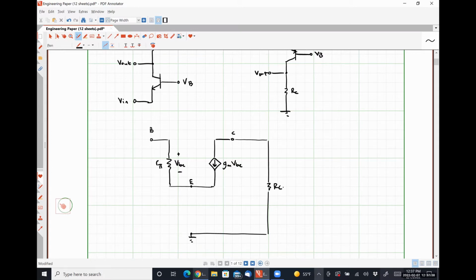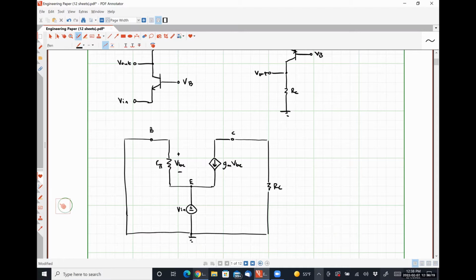So this is VBE, GM VBE, R pi, base, collector, emitter. This resistor right here is going to be RC. Since our base terminal is connected to a DC voltage and we turn our DC voltages off in our small signal model, that means our base terminal is effectively just shorted to ground in our small signal model, like so. And lastly, we have our input voltage, which is an AC voltage, so it needs to show up, and it is placed between the emitter and ground. So here is Vin. So this is what our small signal model looks like for our common base amplifier.